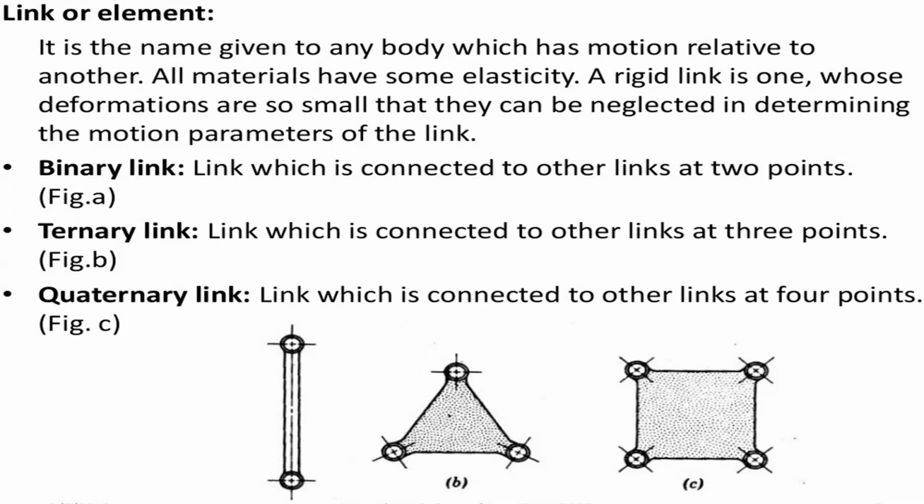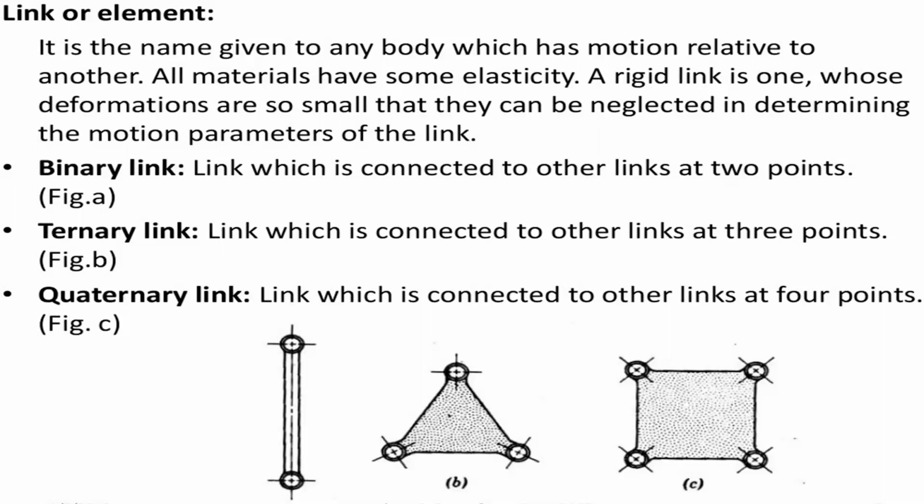Next, a rigid link is one whose deformations are so small that they can be neglected in determining the motion parameters of the link. When we are doing the work or transmitting the motion, the link has some deformation in it, but that is negligible. The deformation can be evaluated through different kinds of parameters. It is the name given to the body which exhibits relative motion between one part and the other.